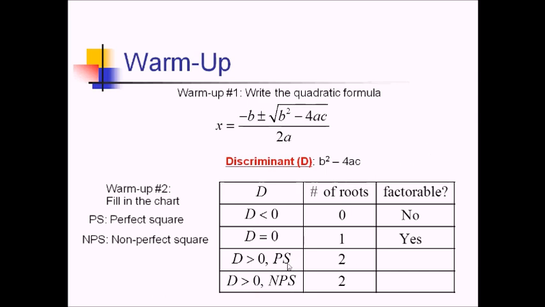If we have a perfect square, that means you're going to be able to get 2 rational numbers out of this. That means you're going to be able to just write x minus whatever those 2 rational numbers are. So that would also be factorable. No perfect square, you're not going to have rational numbers, so you will not be able to factor this, at least not using nice integers.